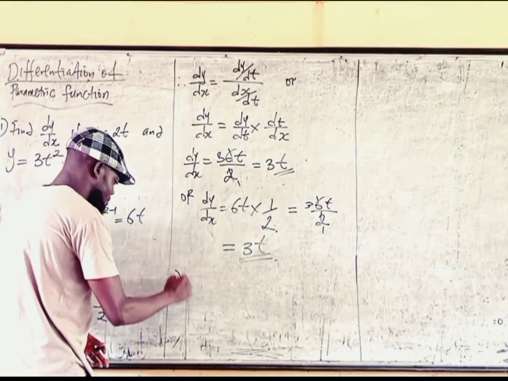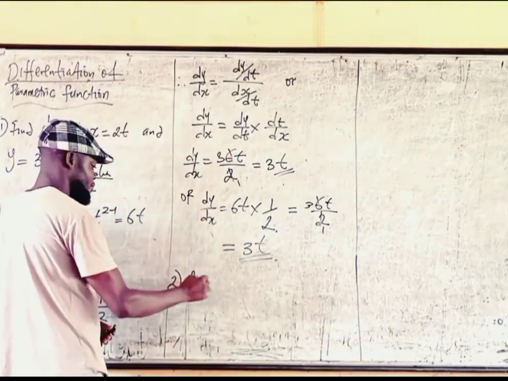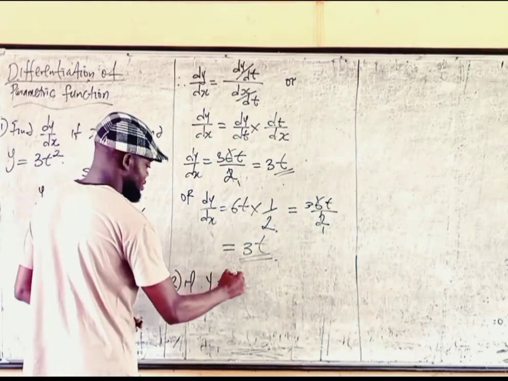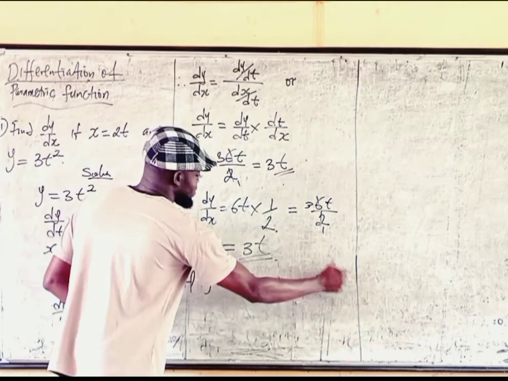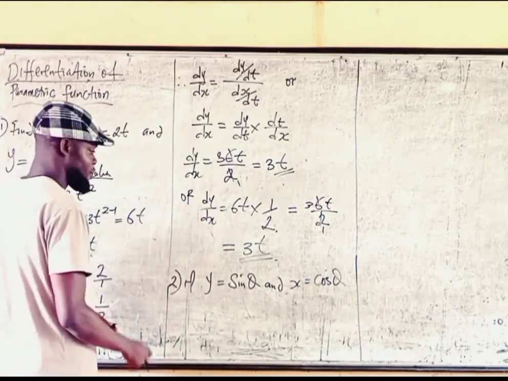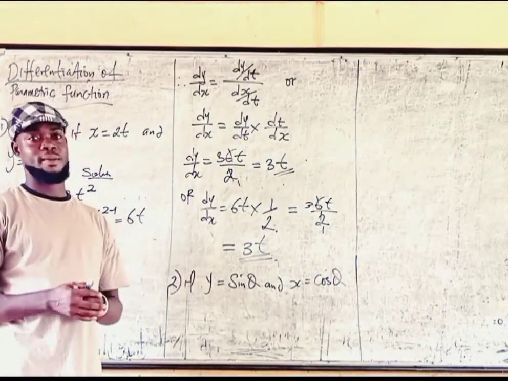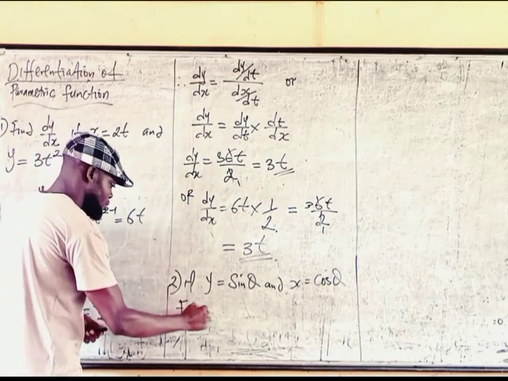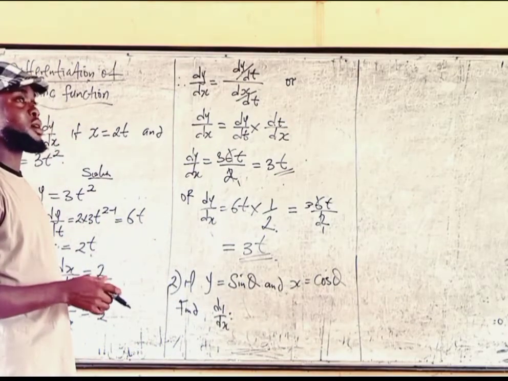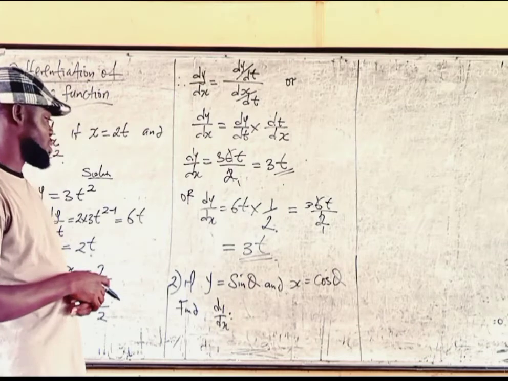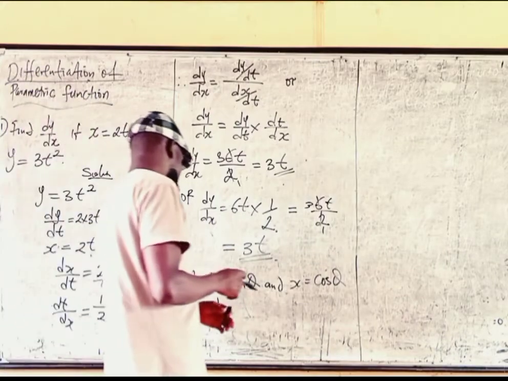So let's look at another example, example 2. If y is equal to sine theta and x is equal to cos theta, find dy over dx. So what will be the dy over dx to this problem?